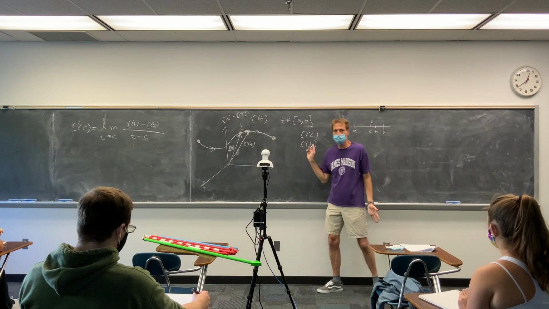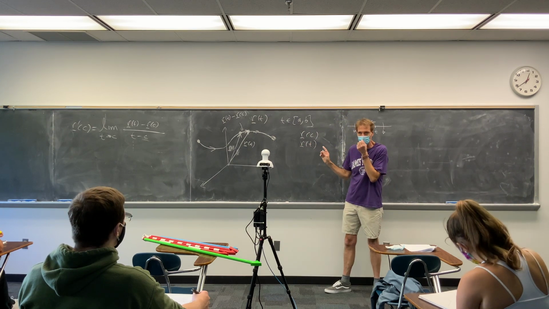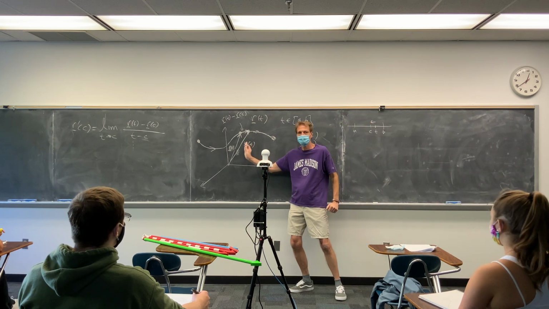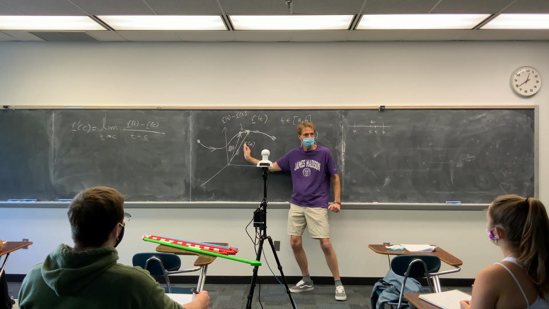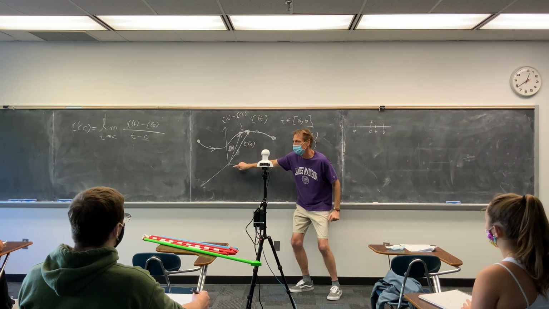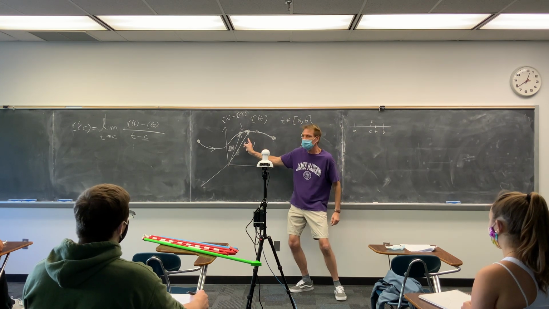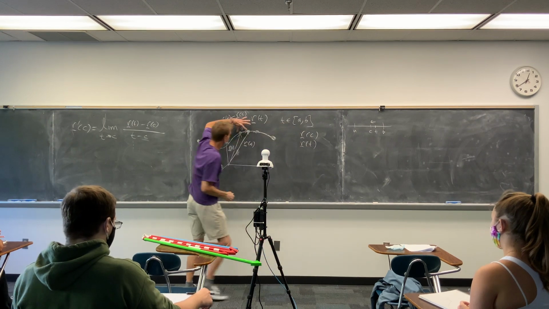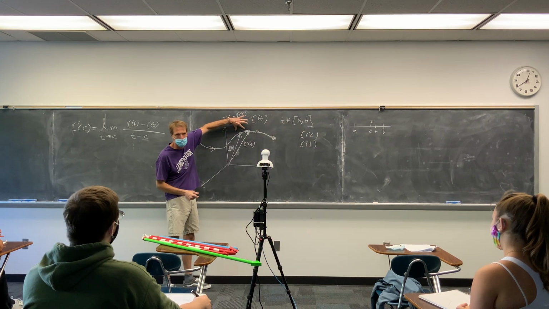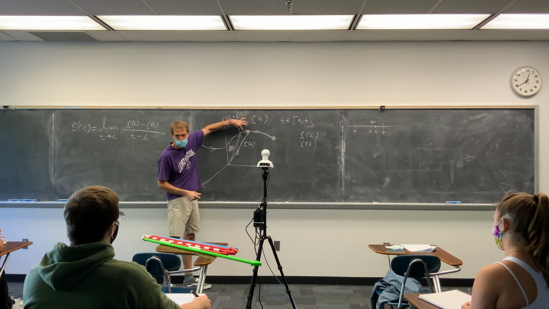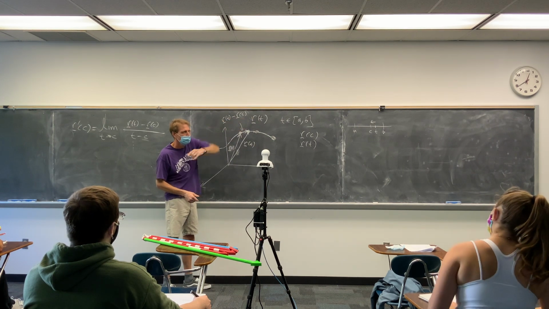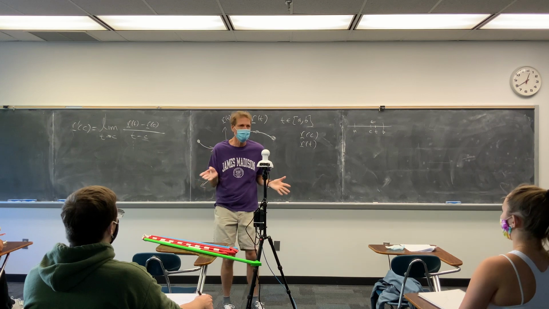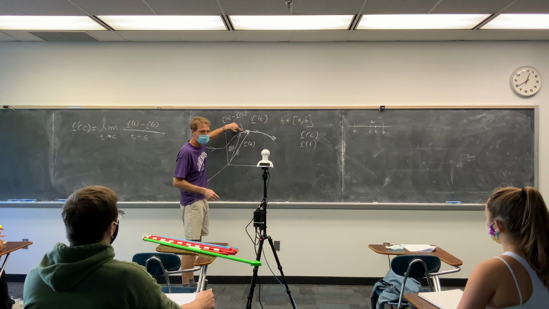Now as t goes to c, this position vector r of t is going to go to r of c. And so this subtraction vector is going to get smaller and smaller. In fact, it's going to go to 0. You're like, well, Dr. Warren, that's not really going to help us if this vector goes to 0.